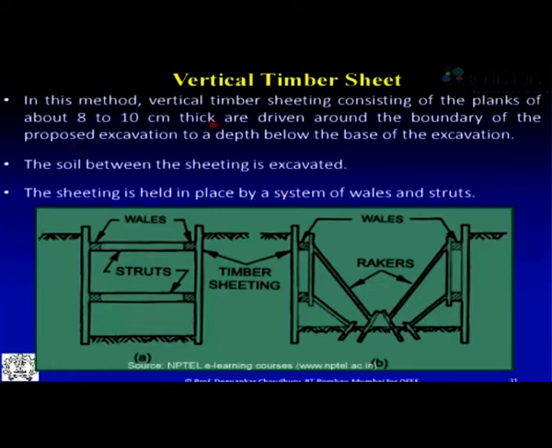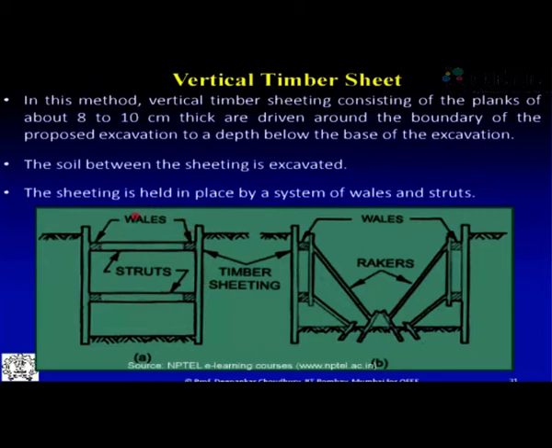In this method, the vertical timber sheeting, consisting of planks of about 8 to 10 centimeter thick, are driven around the boundary of the proposed excavation. So these are the timber sheeting or planks. In the olden days that is what it used to be. Nowadays for diaphragm wall we use a concrete wall obviously, or you can use the sheet pile wall also, cast iron or steel sections. The subsoil below is now excavated, and the sheet pile wall is held in its proper place by providing the struts we have seen.